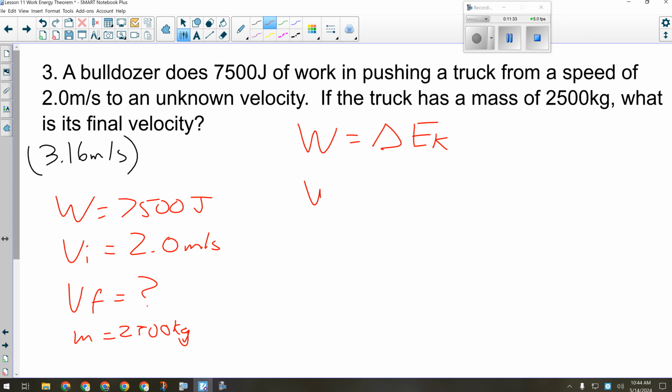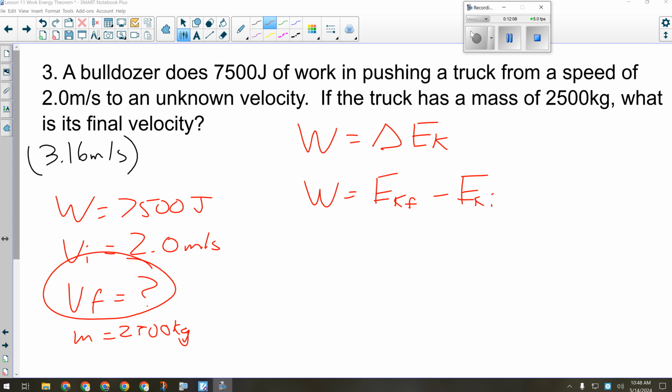So work, which is a number I know, is the kinetic energy final minus kinetic energy initial. I'm going to leave you there in case you were stuck to that point. Now see if you can get kinetic energy final by itself and then put the formulas in to see if you can isolate what we're trying to find, which is VF. I'll give you a couple more minutes and then we'll walk through it together.